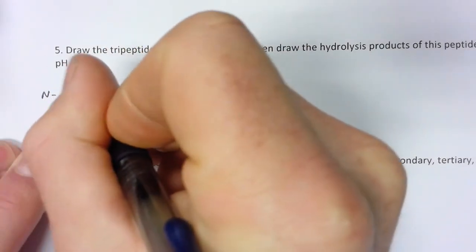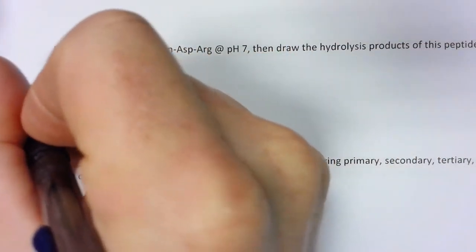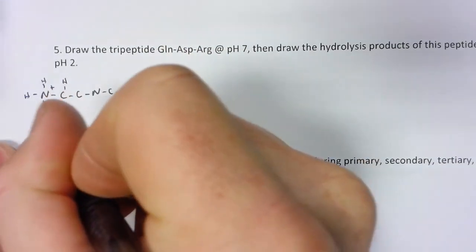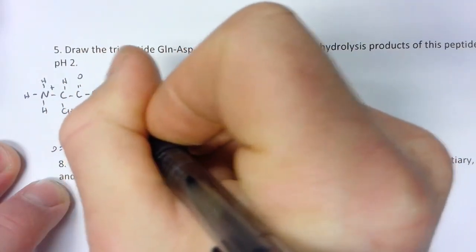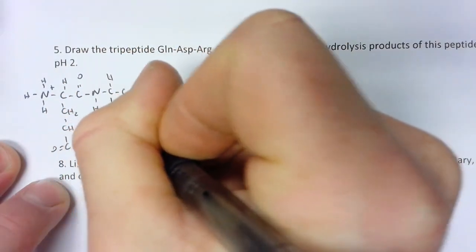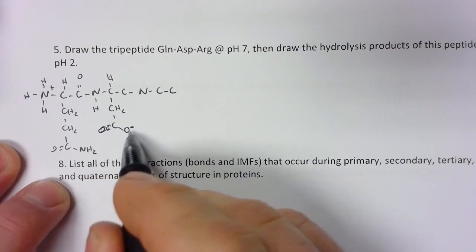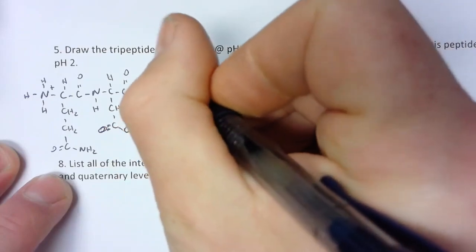NCC, NCC times 3, and begin with the N-terminus. Glutamine has the amide bond down here, then the first peptide bond, then aspartic acid. Since we are at pH 7, I need to make that a negative O here, double bond here, negative O there, and then the second peptide bond, and then finally arginine.